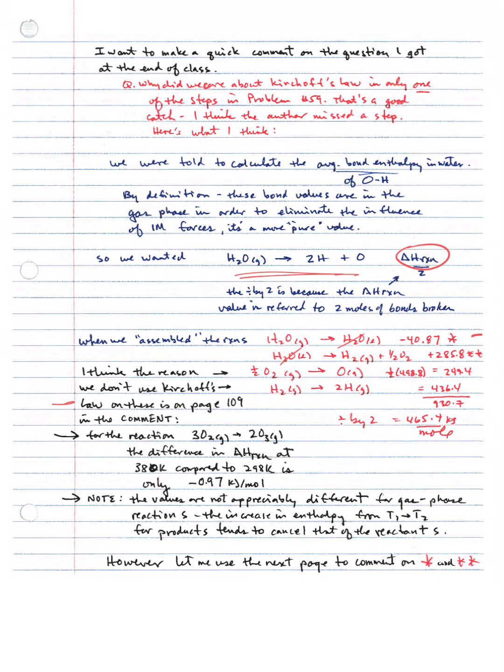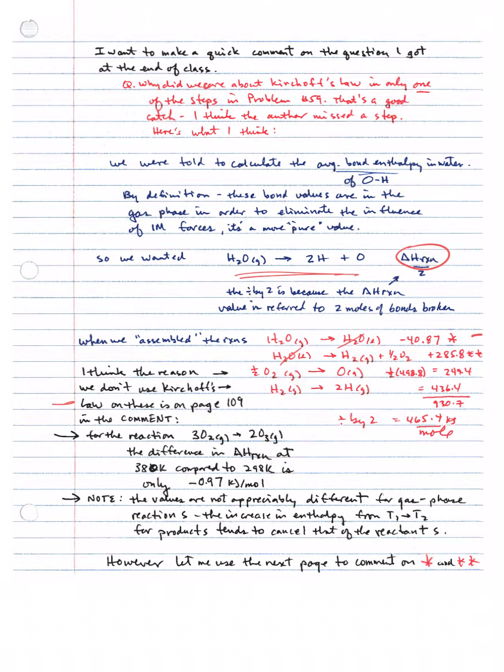I want to take some time to talk about a comment on the question I got at the end of class. Why did we care about Kirchhoff's law? That's the law that allows you to figure out a delta H at a temperature other than 298. Why do we care about Kirchhoff's law? Only in one of the steps in problem 59. That was the one at the end of class that I did a big Hess's law.